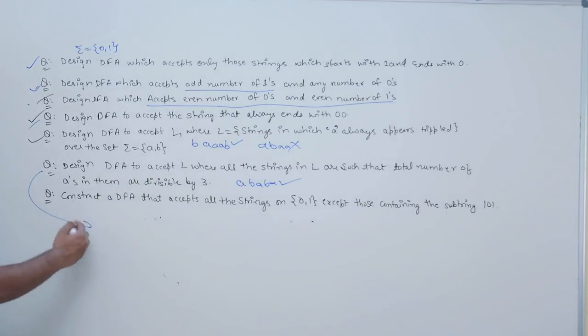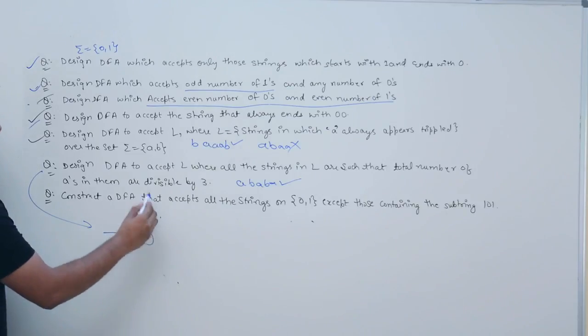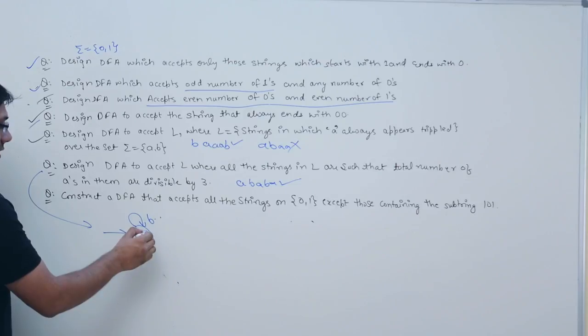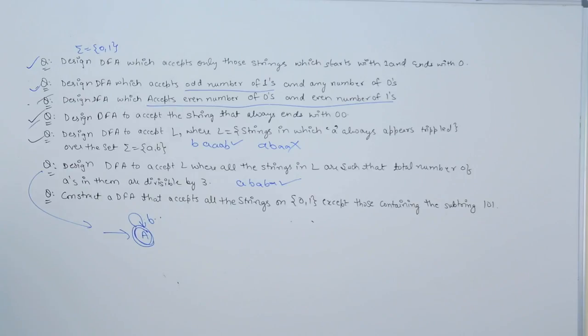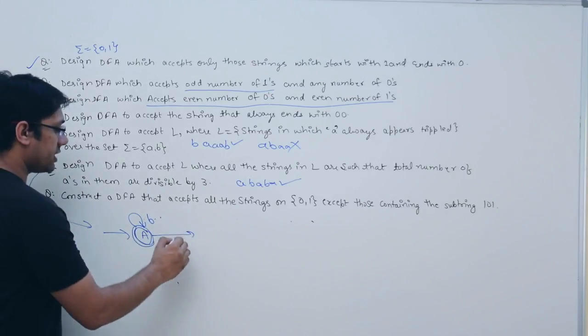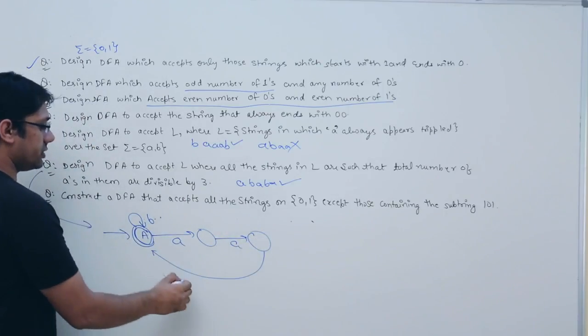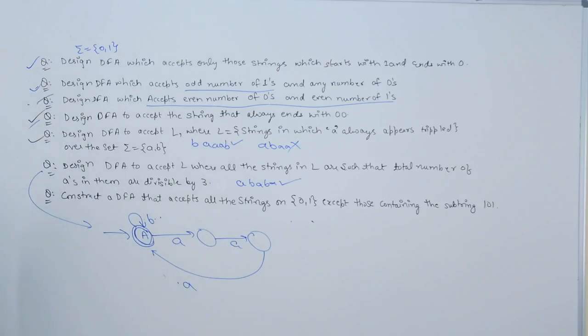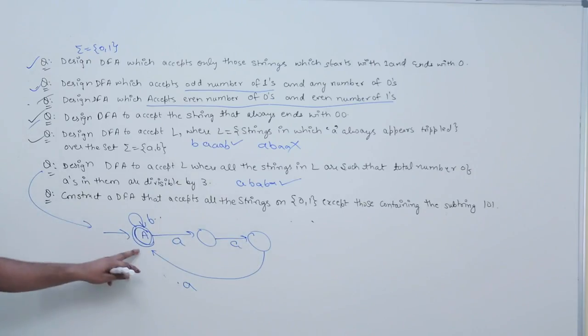We have already done these kinds of questions, but let me do it again. The initial state is A. We can have any number of B's because we are not counting B's. Initially the number of A's is zero, which is divisible by 3, so it is a final state. As soon as we get an A, we should reach the final state only after 3 A's. It should be counting in multiples of 3: 0 A's, again 3 A's, again 6, again 9, and so on.